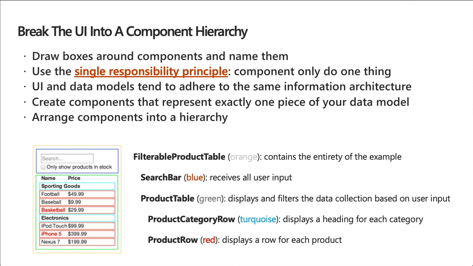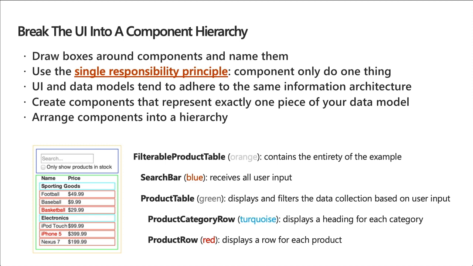So you're going to see here in this little diagram I have off to the left, I've got 5 different components in my sample application. And I've italicized each of the different data components they're going to represent. So the filterable product data table, which is showing up here in orange, is going to contain the entirety of the entire example. That's my top level component.